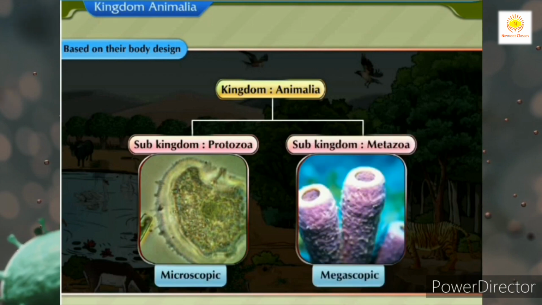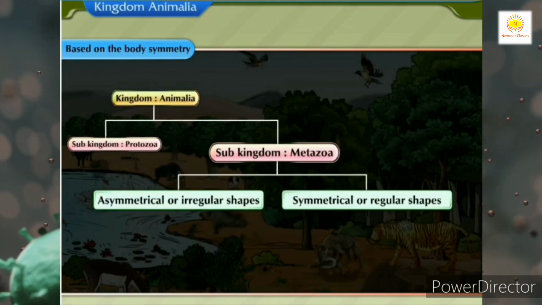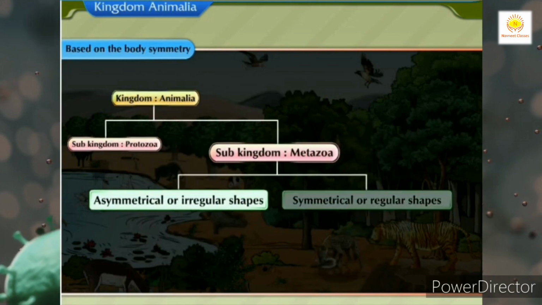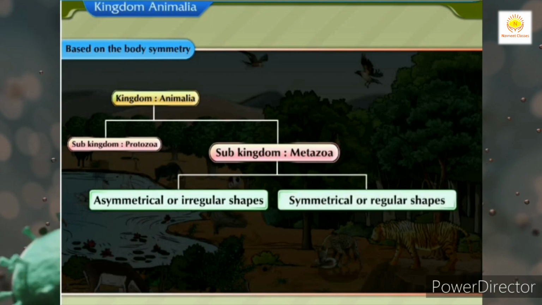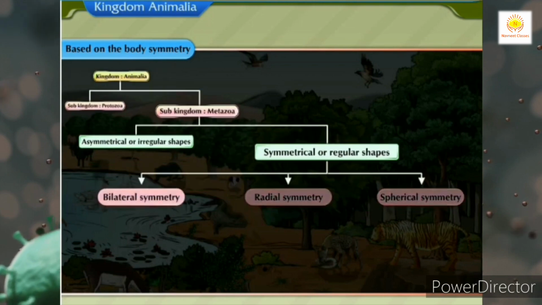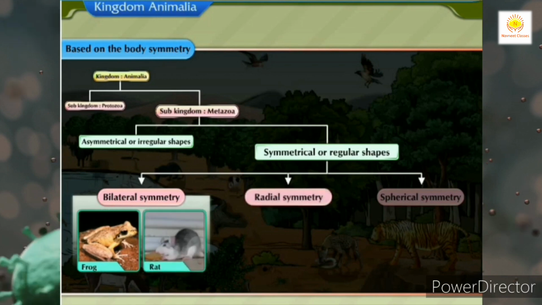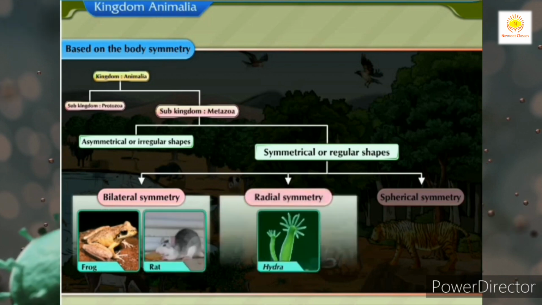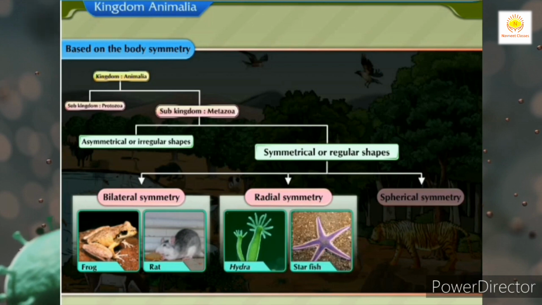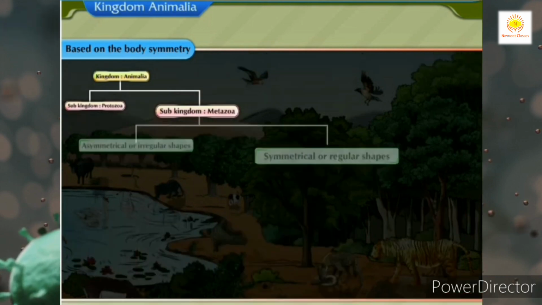2. Metazoa. They are megascopic. Based on the body symmetry, Metazoa are of two types: asymmetrical or irregular shapes and symmetrical or regular shapes. The symmetrical forms may have either bilateral symmetry as observed in frog, rat, or radial symmetry as observed in hydra, starfish. The spherical symmetry is also observed in some animals like sea urchins.